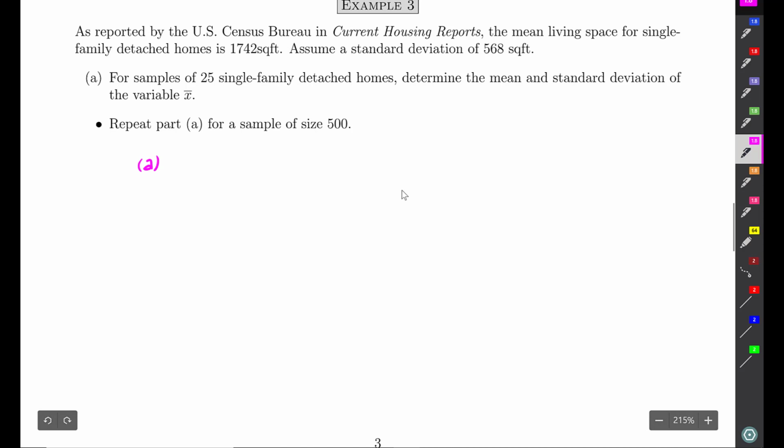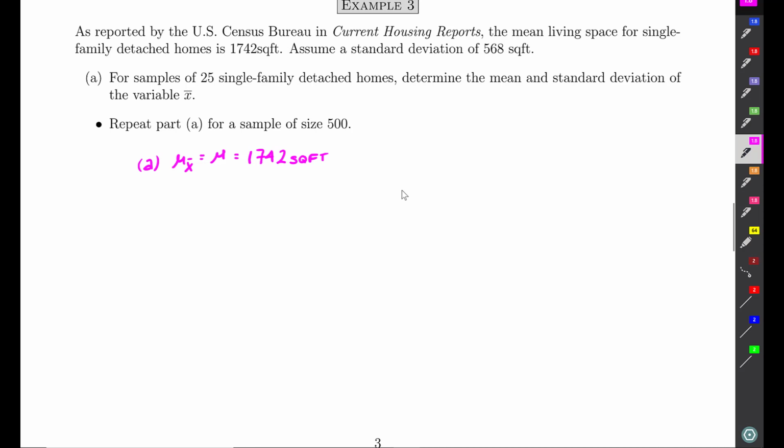For Part A, mu sub x bar is easy. Mu sub x bar is equal to the population mean, which we already know to be 1,742 square feet. So no calculation to do there. It was already done for us. We know what the mean is.